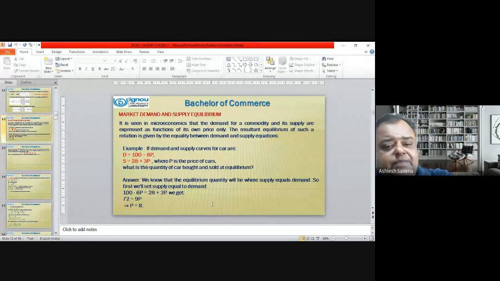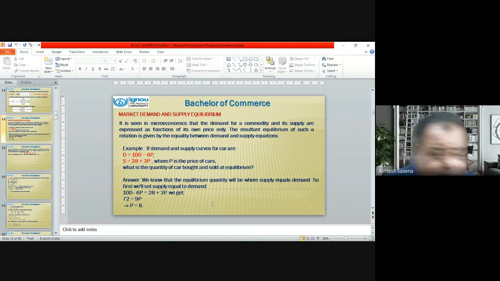Here we can see that the demand and supply curves for cars are given by D = 100 - 6P for demand, and S = 28 + 3P for supply, where P is the price of the cars. Then we have to calculate the quantity of cars bought and sold at equilibrium. That means for the equilibrium position, demand and supply must be equal.